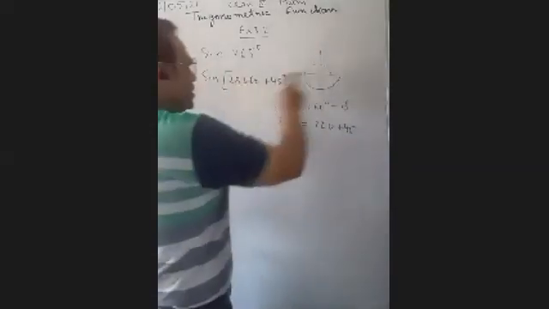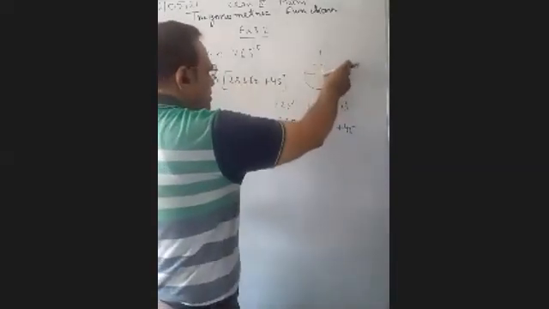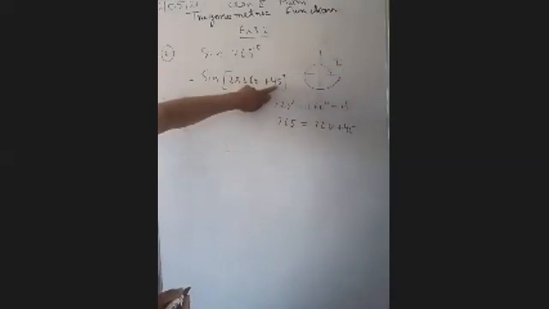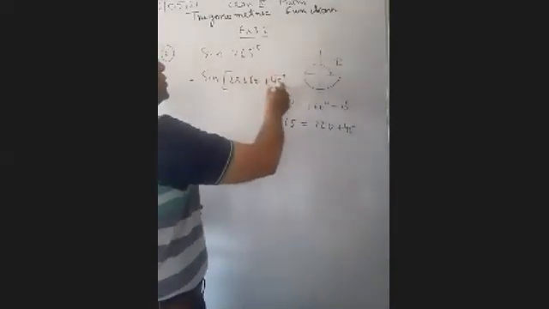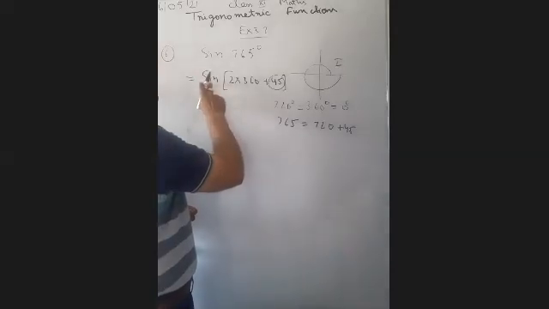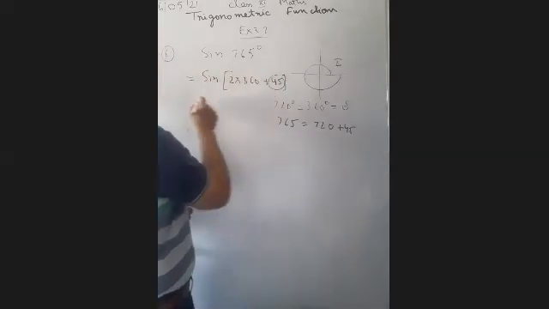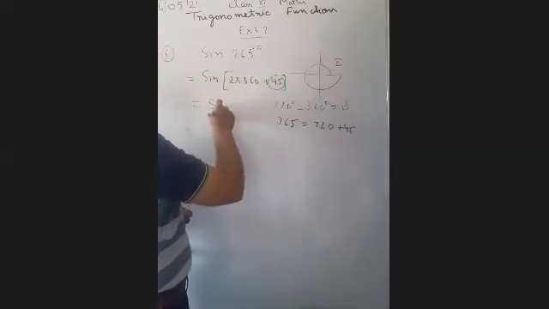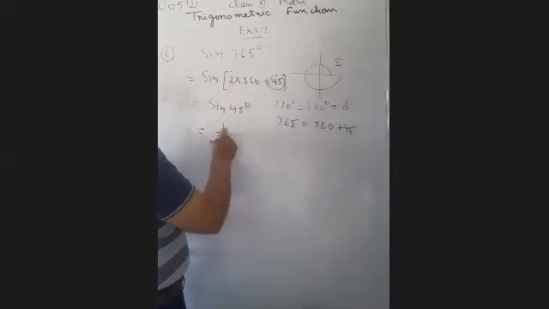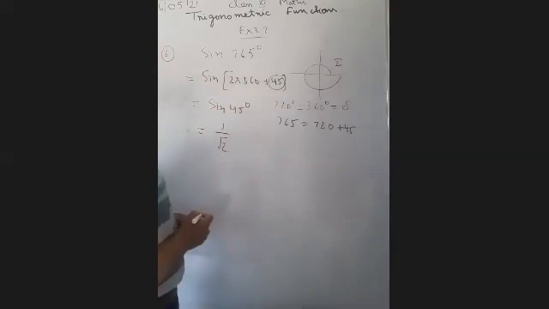Now when we add something to a multiple of 360 degree, we will be in the first quadrant. This angle should be less than 90 degree, and we have to take care to break it such that this angle is less than 90 degree. Then we can use the relation sin(360 plus theta) equals sin theta, so it will be equal to sin 45 degree, and sin 45 degree is equal to 1 upon root 2. This will be the answer.